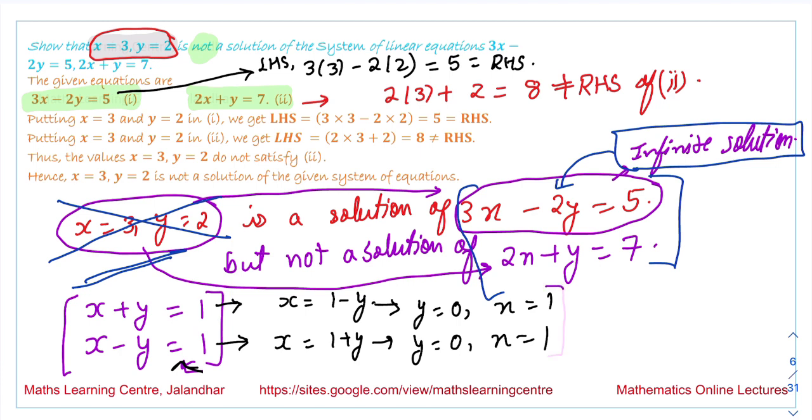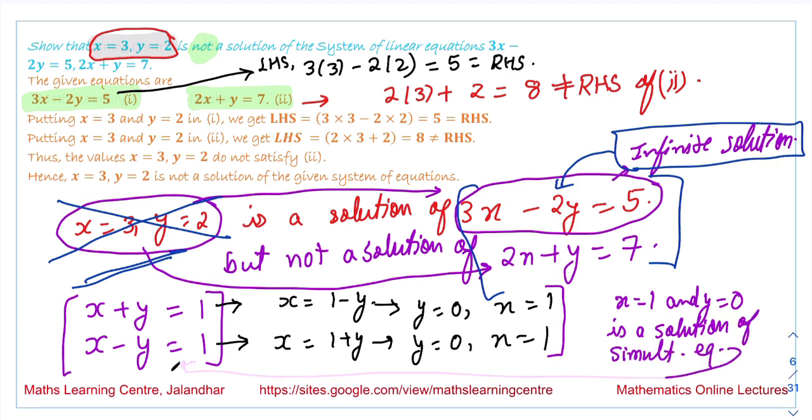So what we get from this is that x is equal to 1 and y is equal to 0 is a solution of the system of equations. Now suppose we substitute y is equal to 1. In the first equation we get x is equal to 0. In the second equation we get x is equal to 2. Now look at these two values. For y is equal to 1, x is equal to 0, and for y is equal to 1, x is equal to 2.